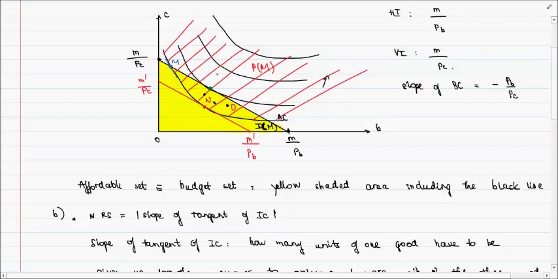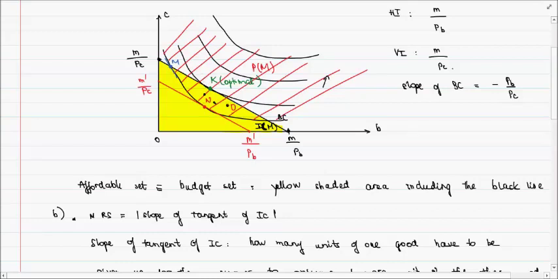So I would say this is bundle K, and this is the optimal bundle for the consumer, because that is the bundle where she's on the highest indifference curve possible. As you can see, bundle O over here is better than bundle M. However, it is still not as good as bundle K. So we want her to be spending all of her money and on the highest indifference curve possible.